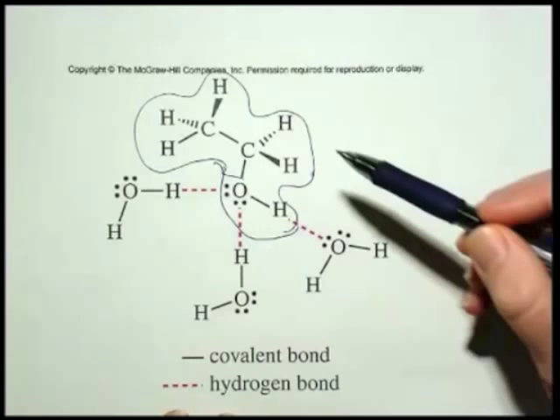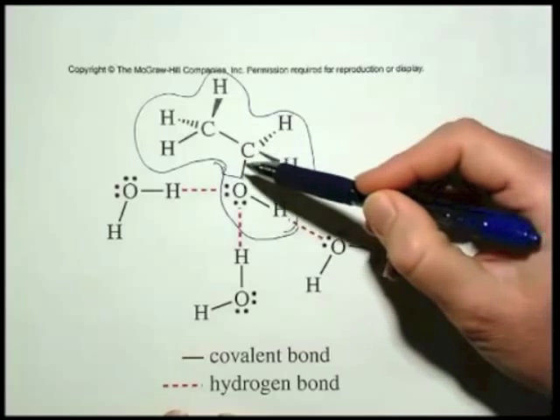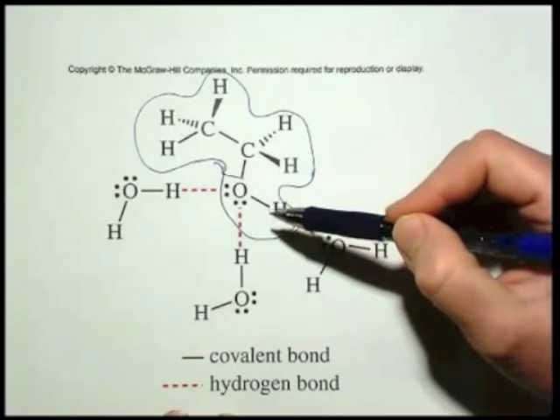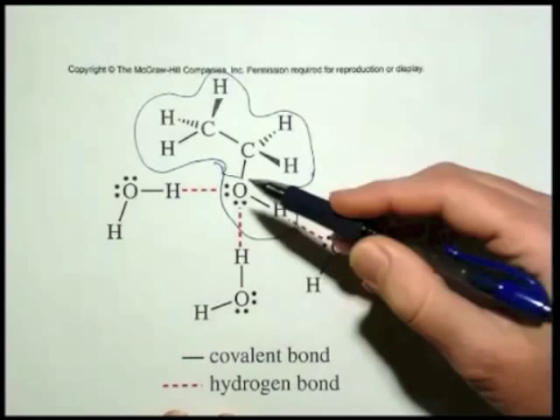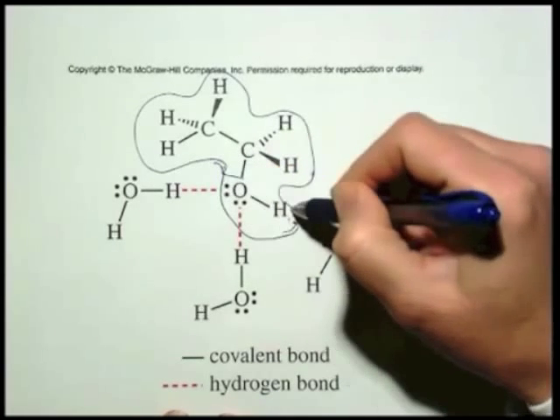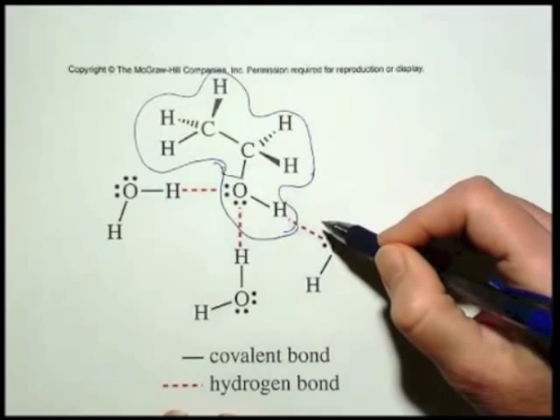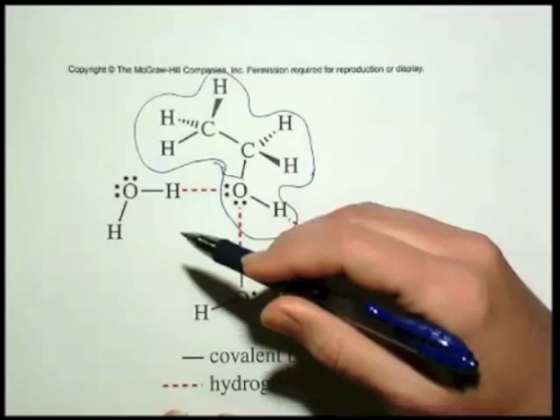And so you can see why they mix so well, because the alcohol has the OH group, and the waters, of course, have the OH group. So this part of the molecule is capable of undergoing hydrogen bonding with the waters.